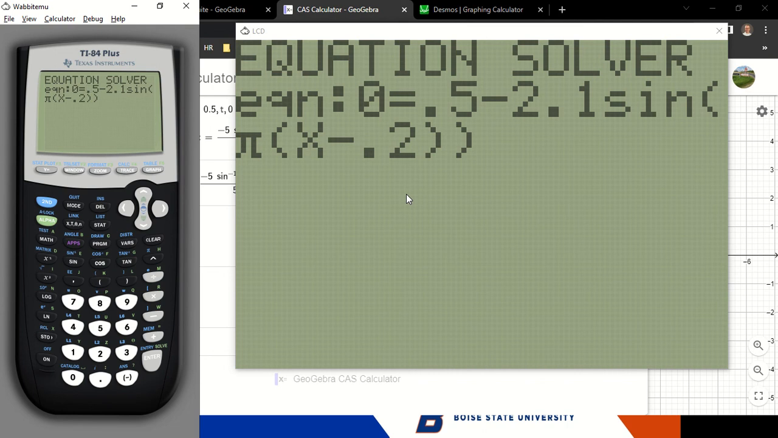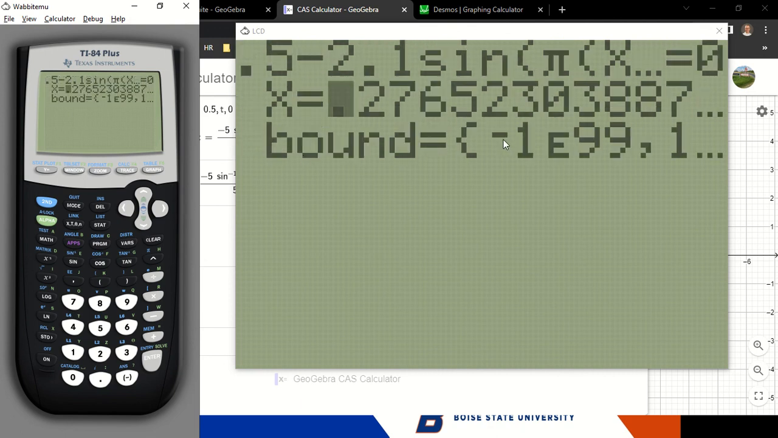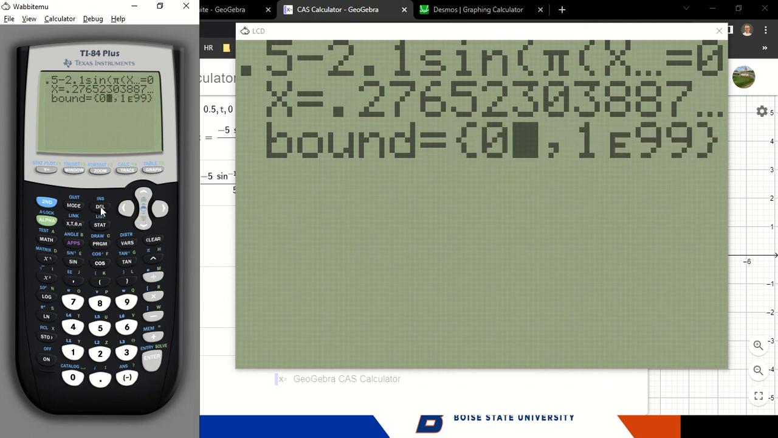And then the other annoying thing about the older versions of this calculator is that you have to have it equal to 0. And of course, that's simple algebra. You would just subtract 0.5 from both sides. So 0 equals 0.5 minus 2.1 sine of pi times x minus 0.2 is the equation that we're going to solve. And then you're going to press the down arrow, and it's going to have this bounds. And that's where you're going to say, okay, I don't want to look everywhere. I only want to look between 0 and 4.